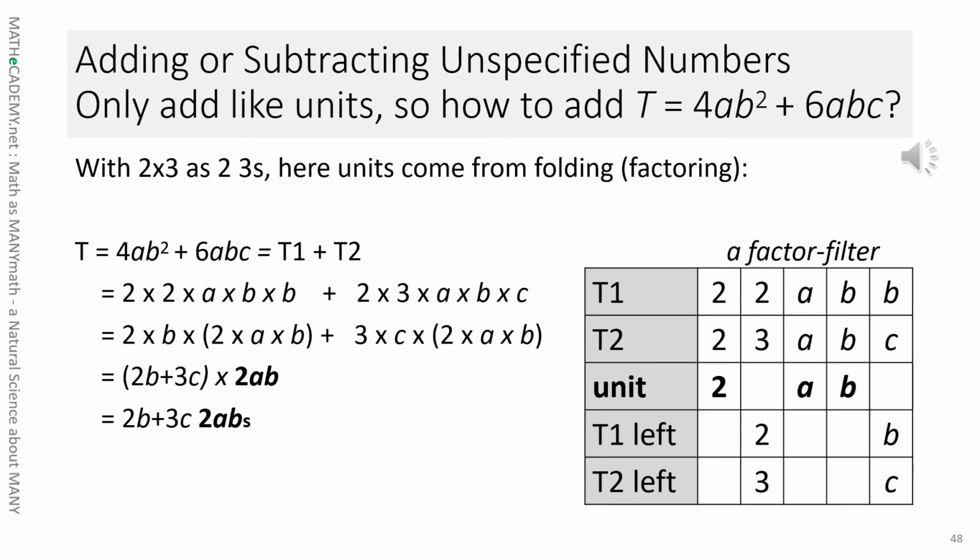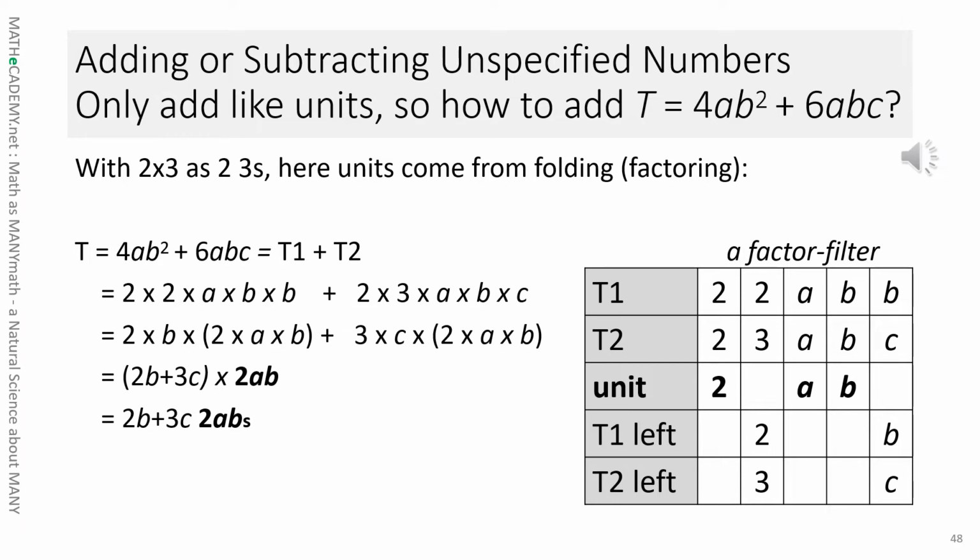Adding, or subtracting, unspecified numbers. Only add like units, so how to add a total of 4 times a, times b squared, plus 6 times a, times b, times c. With 2 times 3 as 2 3s, here units come from folding, or factoring.